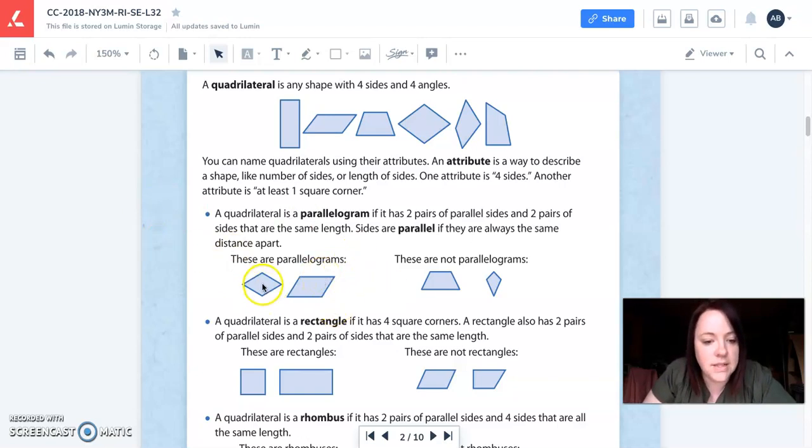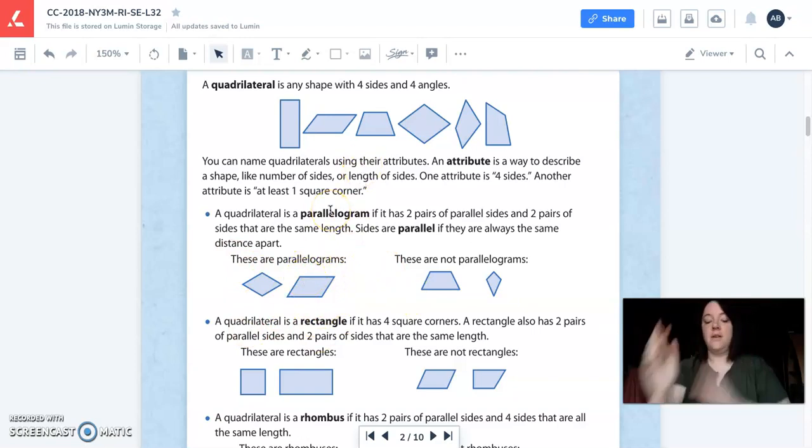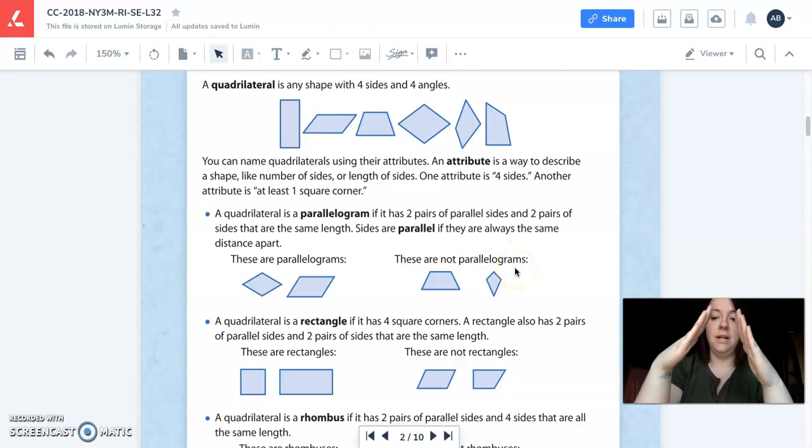So if we look at these, same length, same length, same length, same length. That means the opposite sides are all going the same way. They never are going to cross each other. Same here. This one keeps going this way, this one keeps going this way. This one keeps going up, and this one keeps going up, and they never cross. These are not parallelograms. So if we look at the trapezoid, on the sides, if they keep going, they're eventually going to touch.